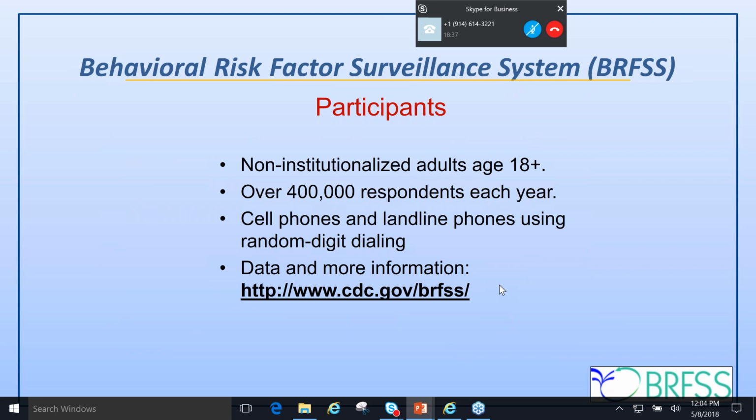So who participates in the BRFSS? Each year, the BRFSS conducts over 400,000 telephone interviews using random digit dialing to reach the participants. Since 2011, this has included cell phones as well as landlines. All non-institutionalized adults age 18 years or older are eligible to participate. And in addition, each participant's data are weighted by a variety of factors, including age, sex, ethnicity, the geographic region within the state in which the data are collected, marital status, educational level, home ownership, and type of phone.